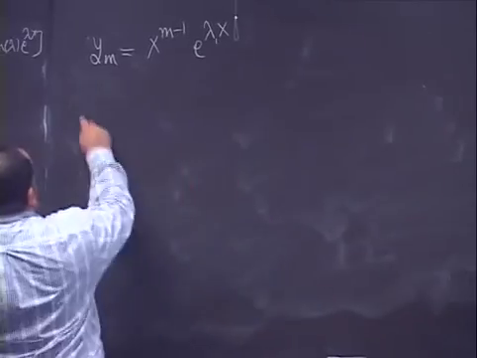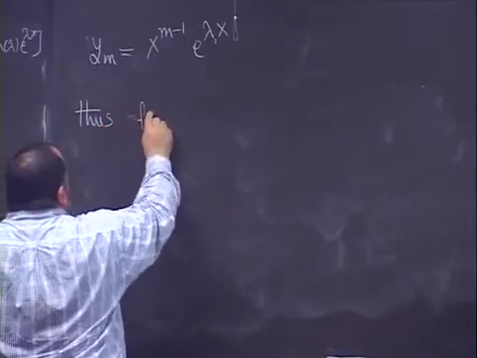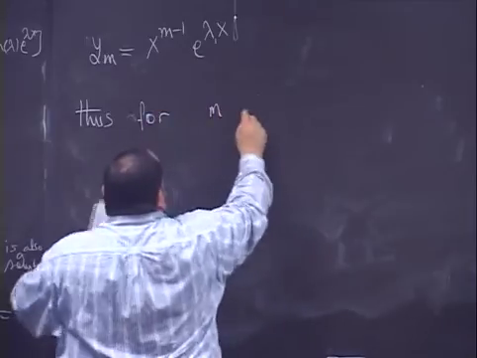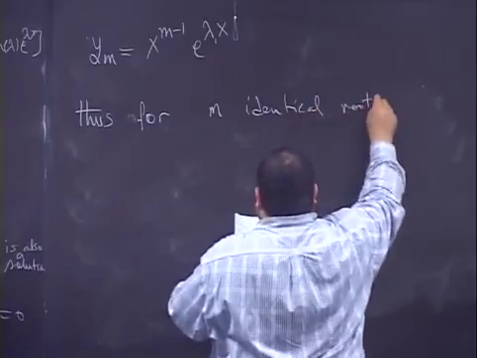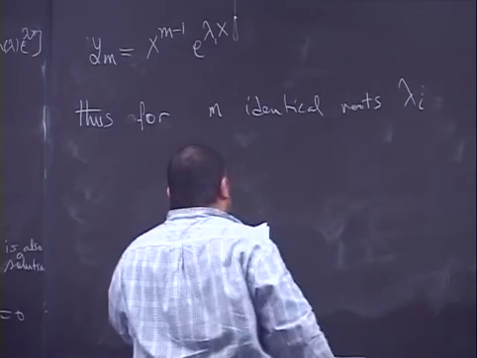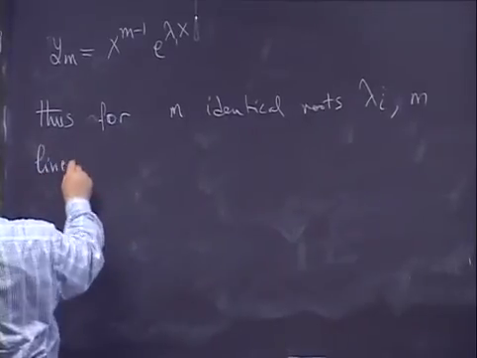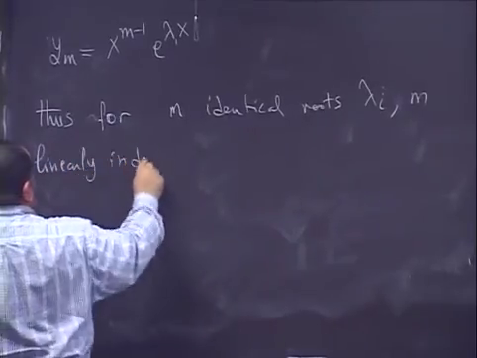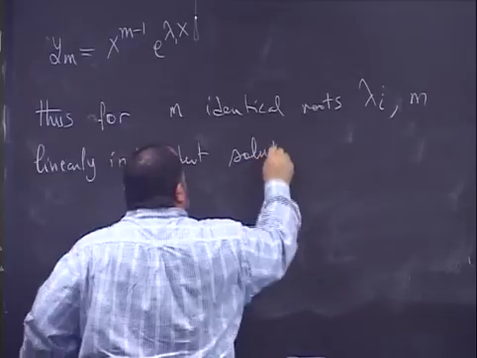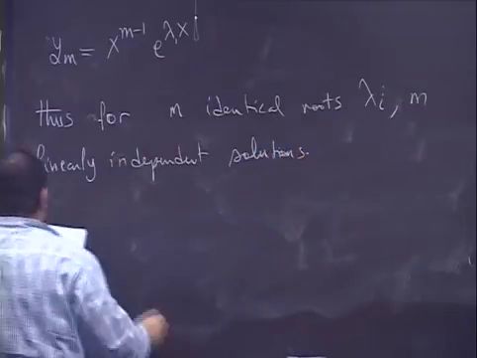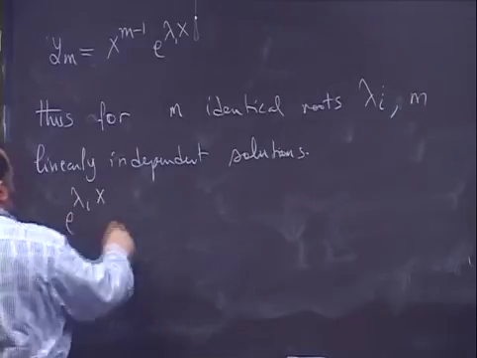So that's for m identical roots, lambda i, for example, we will have m linearly independent solutions, and they are e to the power of lambda i x.